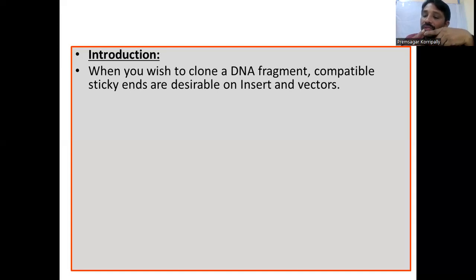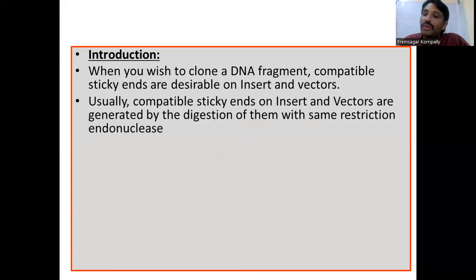The sticky ends are usually generated on vector and insert by the digestion with the same restriction endonucleases. So if the insert and vectors are digested by the same restriction endonucleases, then compatible sticky ends are generated and they are useful in the ligation of two different molecules.